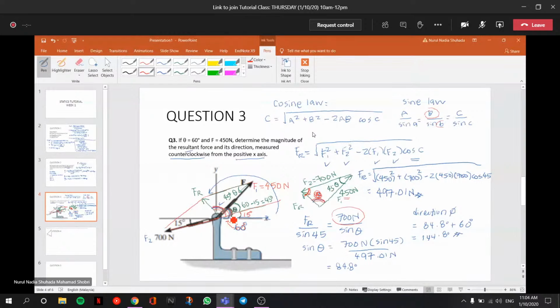So in summary, you can still use either force to find the answer, but with 700 you can directly get the answer for the angle, but for 450 you have to take more steps to get the answer.